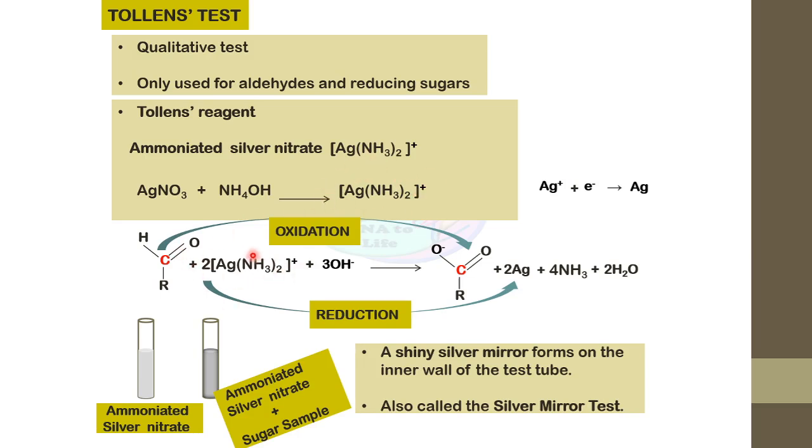And how does it react? It provides the silver ion here, and this silver ion is reduced in the presence of the reducing sugar. It will be converted to metallic silver. Here it has a +1 oxidation state, and now it has a 0 oxidation state. So when we add reducing sugar to this ammoniated silver nitrate, it forms a silver-colored precipitate on the wall of the tube, and since it looks like a mirror, it is called the silver mirror test.